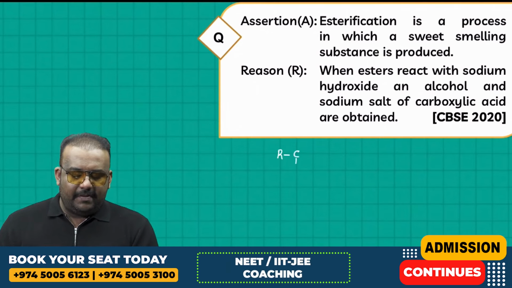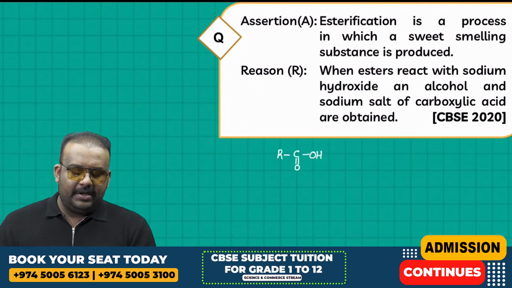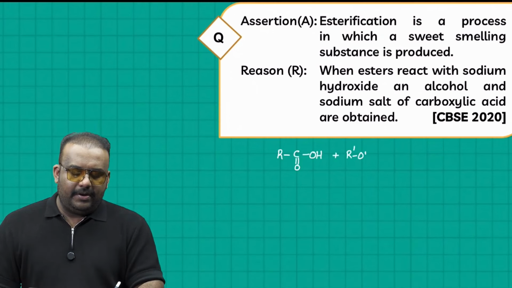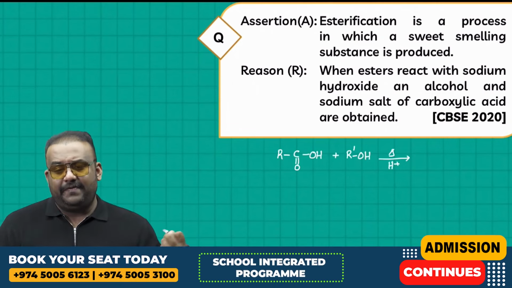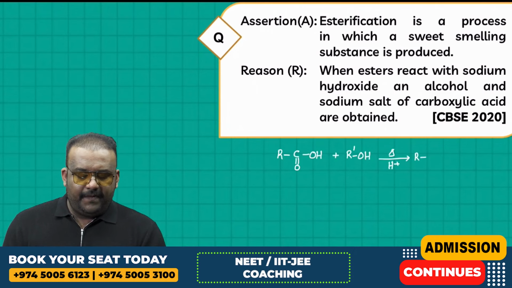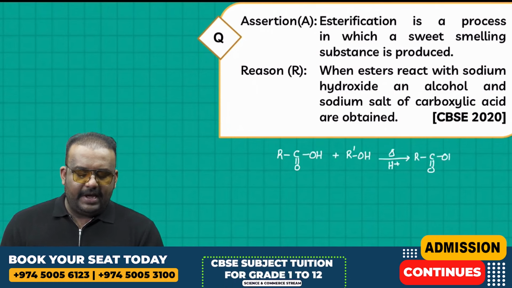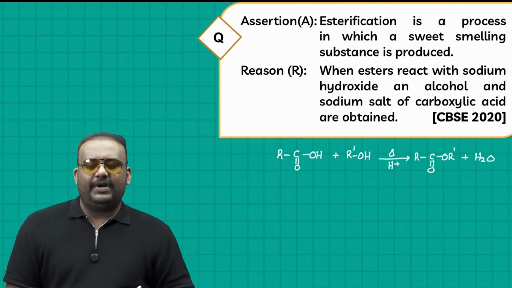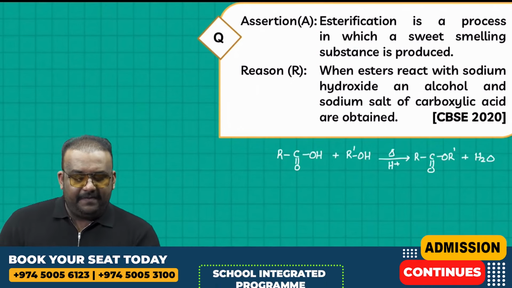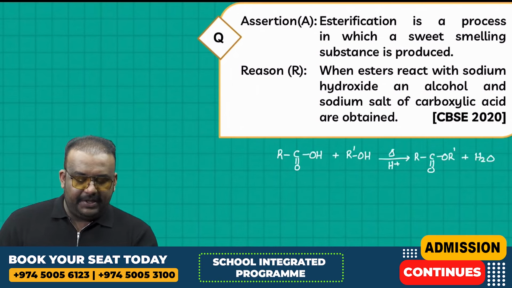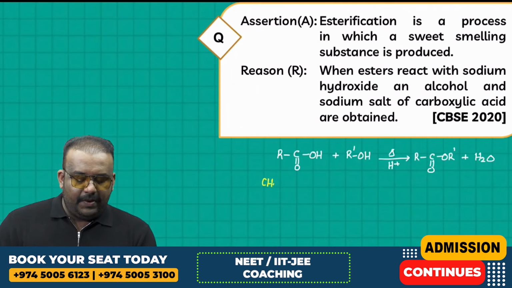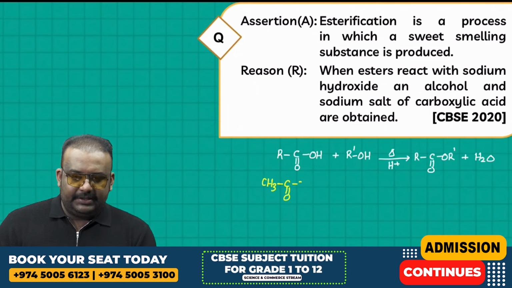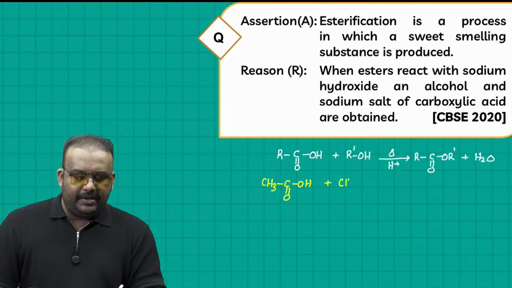Whenever a carboxylic acid reacts with an alcohol and you heat it in presence of an acid catalyst like sulfuric acid, we get fruity smelling substances called esters plus water. This reaction is what is called esterification. And in fact, you have a similar reaction example given in the textbook, which is ethanoic acid CH3COOH reacting with ethanol C2H5OH.